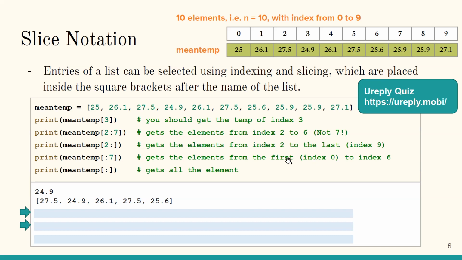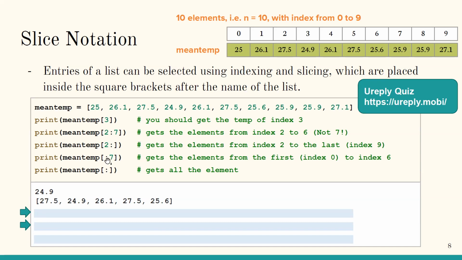It means that it's starting from the first index. Because you're not indicating that, it means that it will start from the beginning. And of course, the last one gets all the elements, because you're not telling the computer which one you want to start with and which one you want to end with.